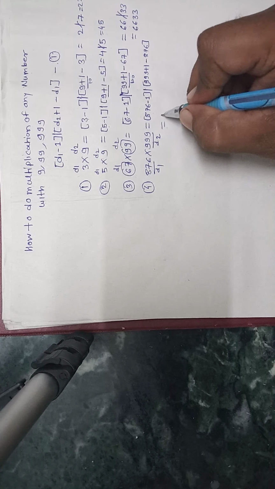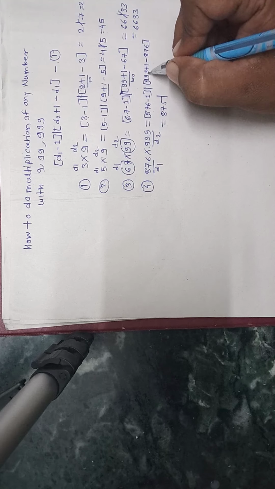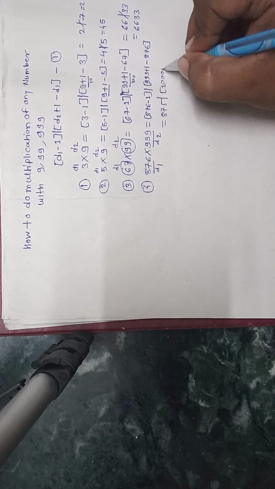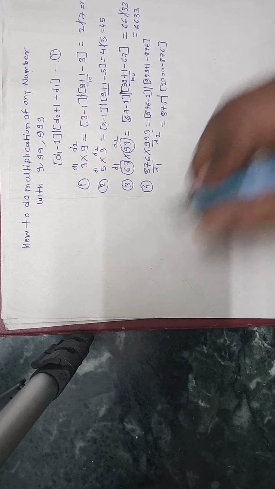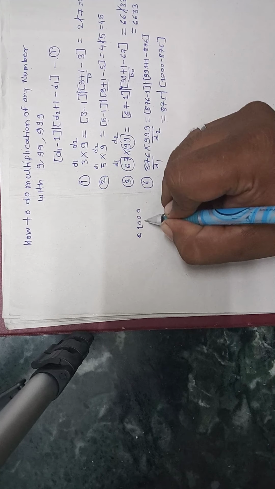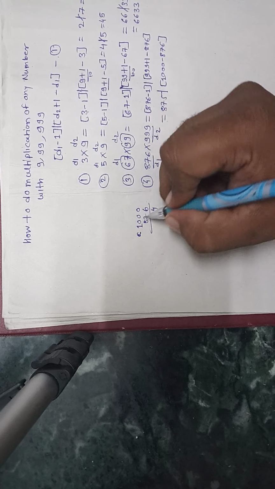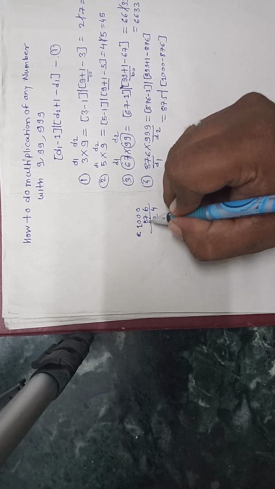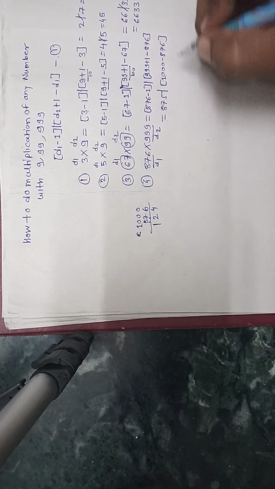876 minus 1, that is 875, separator. 999 plus 1, that will be 1000. 1000 minus 876 is, 1000 here, 876 is here. 10 minus 6 is 4, 1 here. 10 minus 8 is 2, again 1 is here. 10 minus 9 is 1, that is 124.